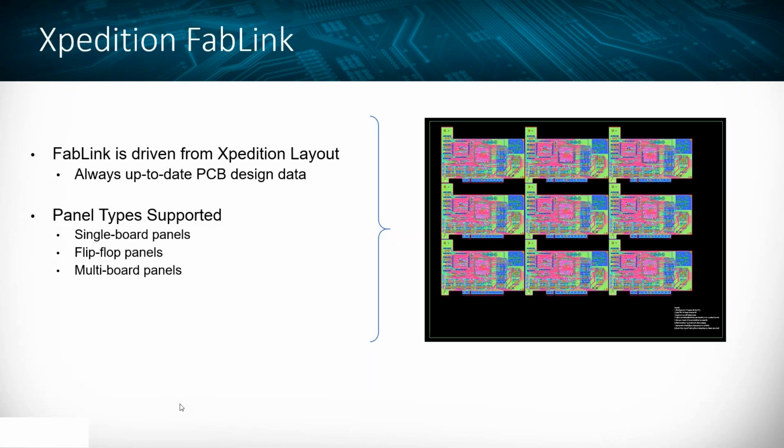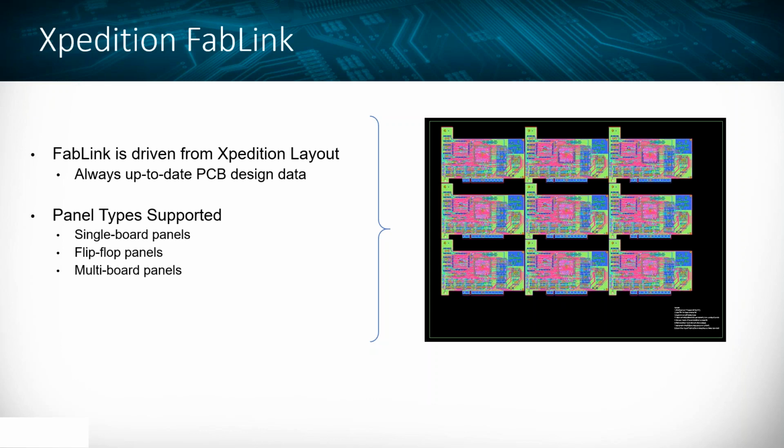Okay. All right, so what we're talking about today is Xpedition FabLink. And here are just a couple of key points to remember on what is important with FabLink. FabLink is always driven from Xpedition Layout. This is a very important feature as it allows us to always be working with the most up-to-date PCB design data that you have. Like I was saying in the beginning, we are able to start that panelization process even if the actual printed circuit board design is not fully completed.